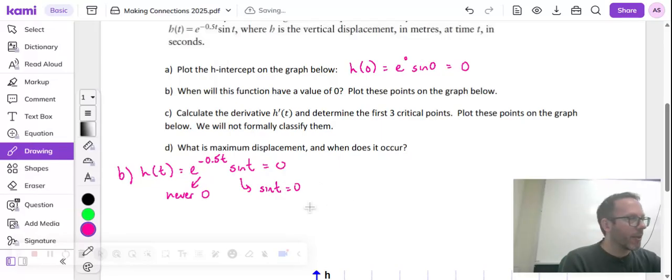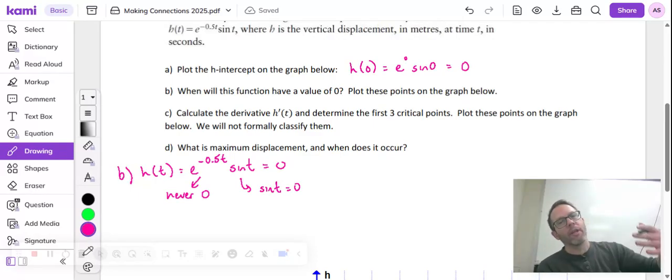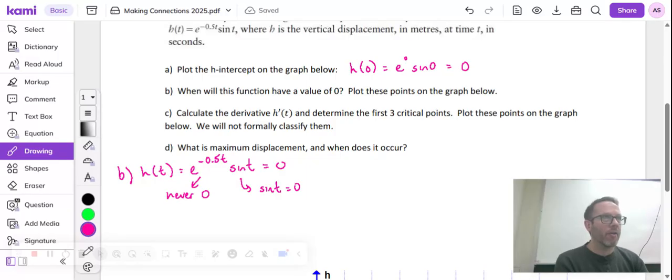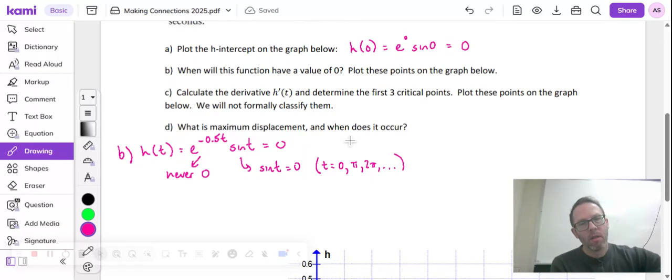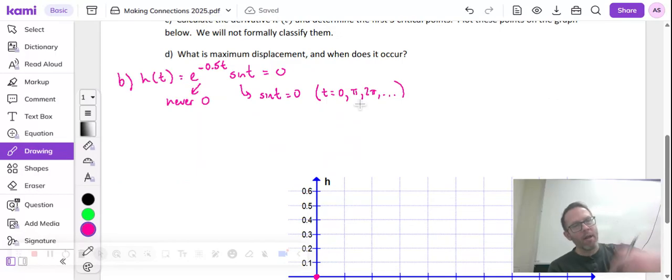And this is like your third course where you guys have been working with periodic functions. So whether it's calculator, unit circle, understanding of the sine function, we know this happens when t equals 0, pi, 2 pi, etc., forever and ever. And also like negative pi, negative 2 pi.